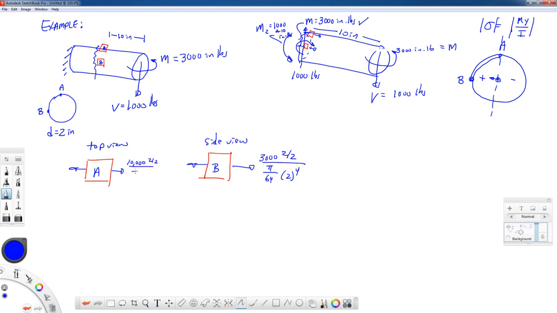y over I. Now this is a circular cross-section, so the moments of inertia in both directions are the same, pi over 64, diameter to the fourth. If you have a rectangular cross-section, the moments of inertia are going to be different. We'll do that example later.